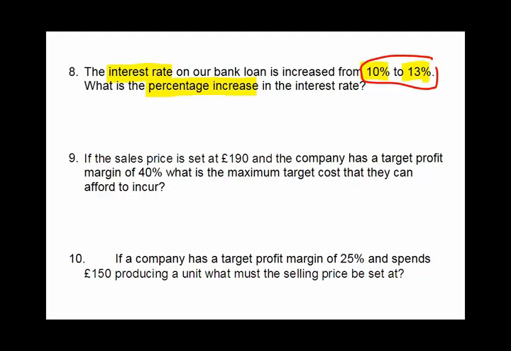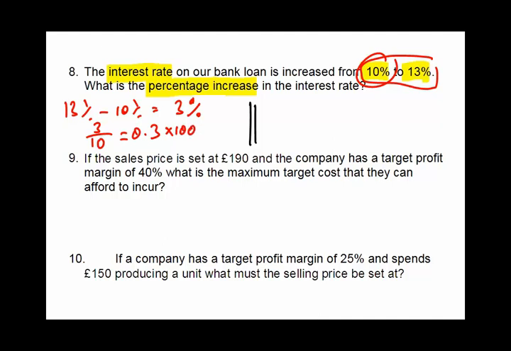Now, a bit like we've been doing in the previous examples, there's a couple of ways you can work this out. You can either look at the fact that if it's gone from 10 to 13, that is a 3 percentage point increase in the interest rate we're paying. But to work out what the true percentage change is, we need to divide by the starting point. The starting point is 10% here. If you do 3 divided by 10, you'll get 0.3 on your calculator.